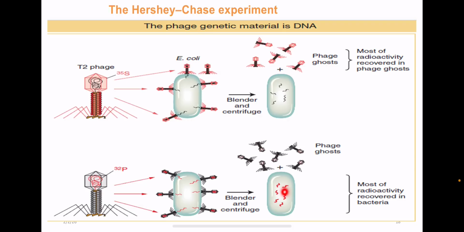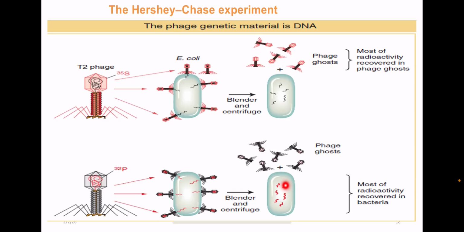So they did the second part, where they repeated the same thing but with a different radioactive label, which was phosphorus 32. They did the same thing, infected E. coli, and after blending and centrifuging, they observed that most of the radioactivity was found inside the bacteria, and this time not outside. We know phosphorus labels DNA, and if you are finding the phosphorus label inside, that means DNA actually enters the bacteria, the E.